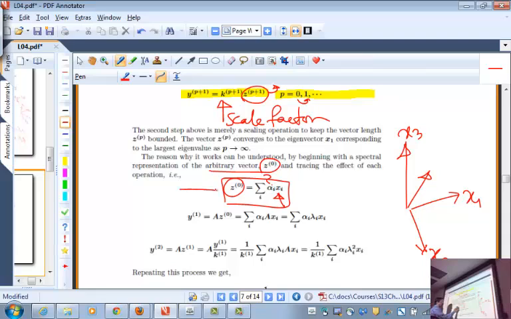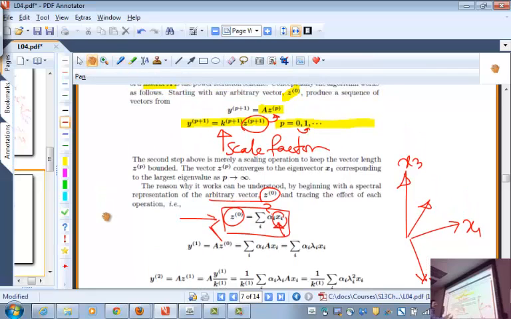What we are saying here is that an arbitrary vector can be constructed as a linear combination of your basis set. The basis set is the eigenvectors in this case. Okay, and what are we doing in our iterative scheme? We are multiplying A by Z0. So y1 is equal to A times Z0 when p is equal to 0.